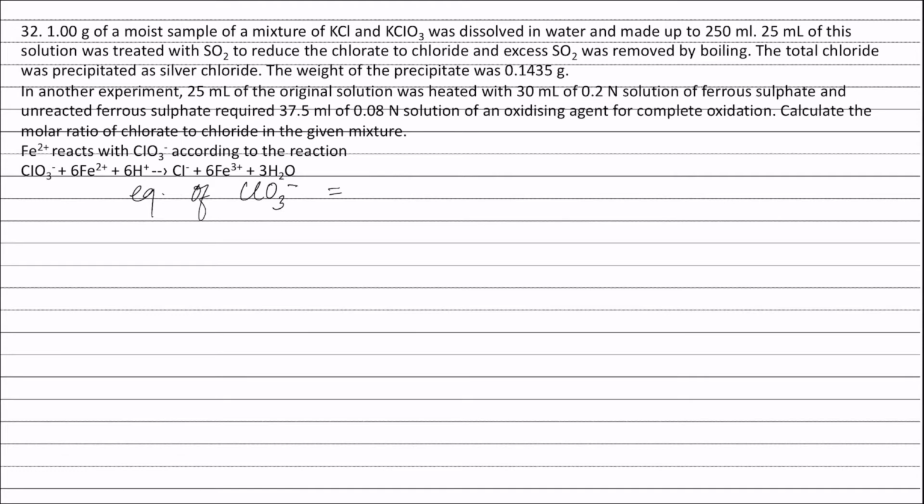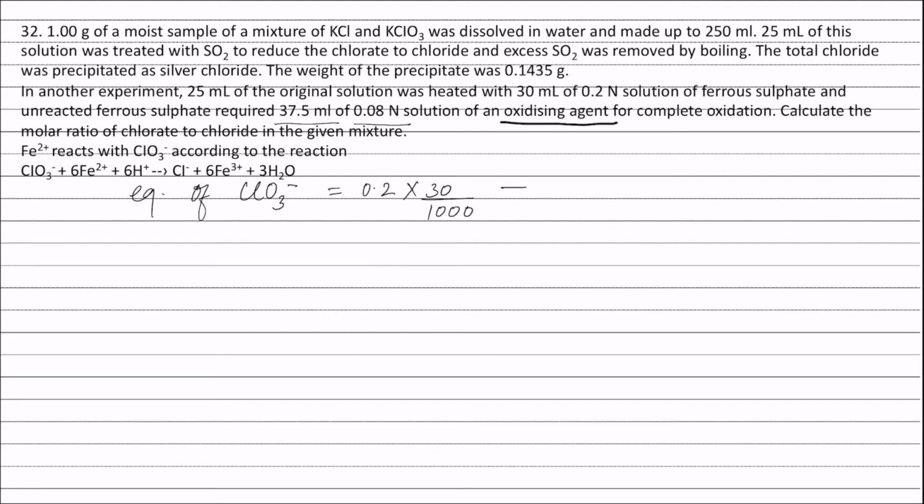And equivalent of ferrous sulphate that took part in the reaction will be equivalent of ferrous sulphate present initially, which is equal to normality of ferrous sulphate, that is 0.2 N, into volume of ferrous sulphate in liters, that is 30 divided by 1000 liters, minus equivalence of ferrous sulphate left after the reaction. Now equivalence of ferrous sulphate that is left after the reaction, or unreacted ferrous sulphate, according to the question required 37.5 milliliter of 0.08 N solution of an oxidizing agent for complete oxidation.